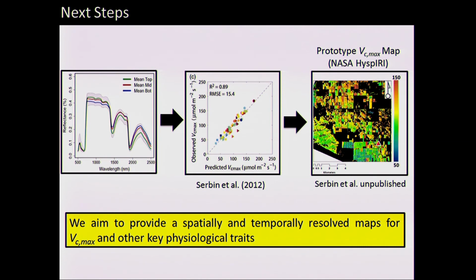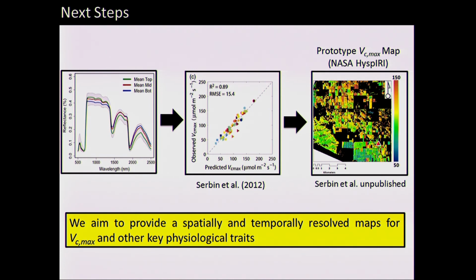And I'd just like to talk a little bit about some of the next steps we're taking. Sean Serban, who joined our group in March, has been one of the pioneers of using spectral signatures to measure the properties of leaves and link those to physiological traits. And here is one of the figures from his paper, which shows that the observed Vcmax can be predicted from spectral signatures.